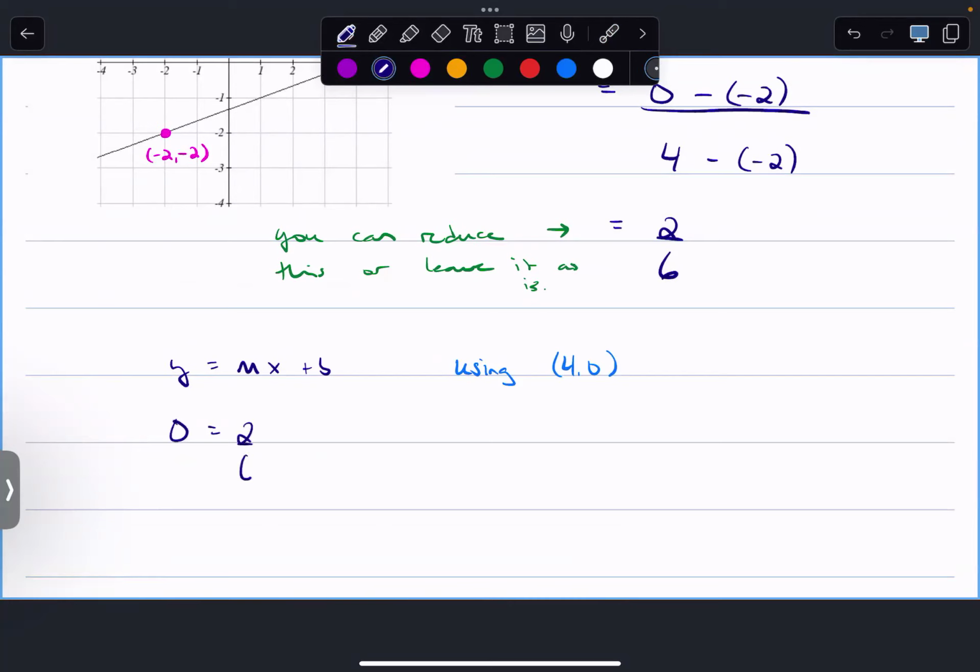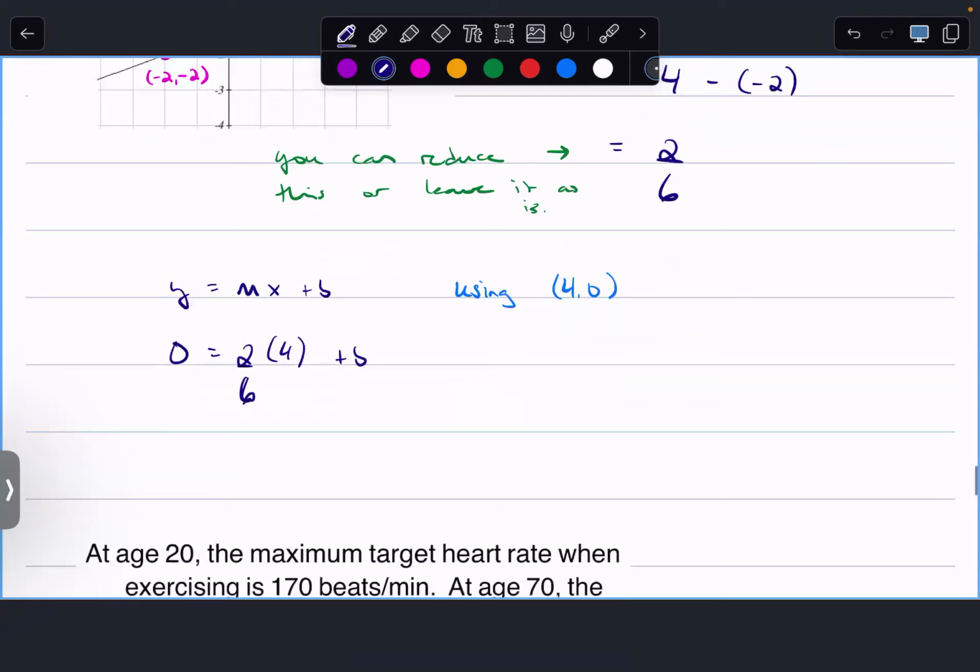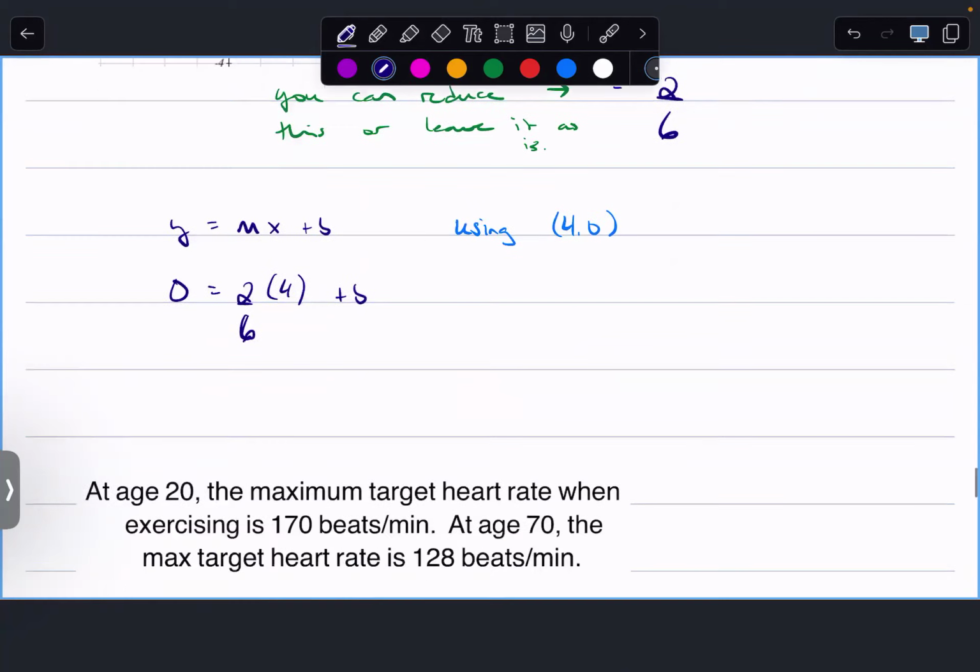The slope is 2 over 6. Whoops, 2 over 6 times 4, plus b. Because I'm multiplying and then dividing, it doesn't matter what order I do that in, so it's going to be 8 over 6. Buckle up. B is going to be -8 over 6. That's a leap, sort of.